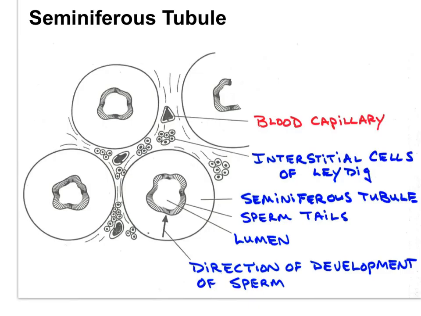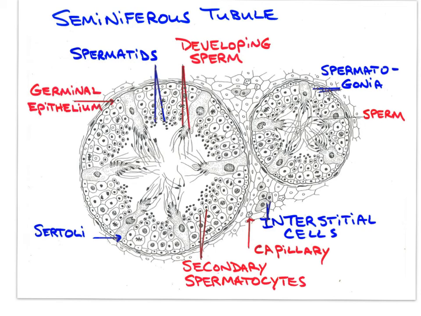Here is a nice diagram showing the relationship of seminiferous tubules to the interstitial cells of Leydig. The interstitial cells of Leydig lie between the tubules. The presence of capillaries makes sense, as the interstitial cells of Leydig are endocrine. Testosterone is released into the bloodstream. You can see the direction of meiosis here as a part of spermatogenesis, and you can see the flagella of developing spermatids here. This is a nice diagram because of the detail.